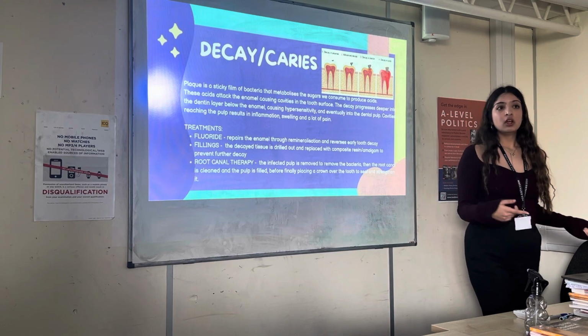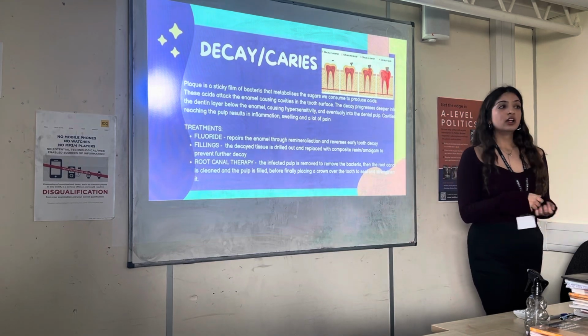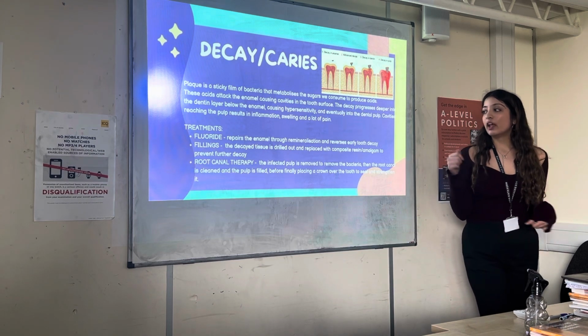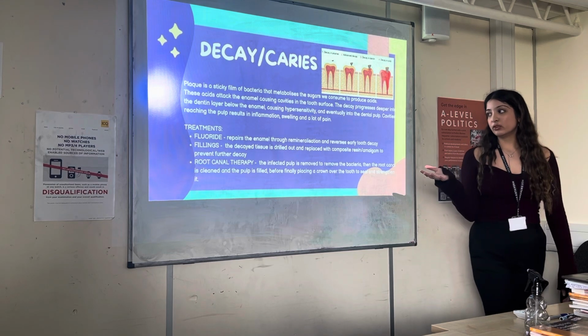First is fluoride, which is used if it's in the early stage, such as stage 1, as you can see here. So fluoride can be in mouthwash, varnishes, gels, etc. And it repairs the enamel through remineralization and just reverses any early tooth decay.